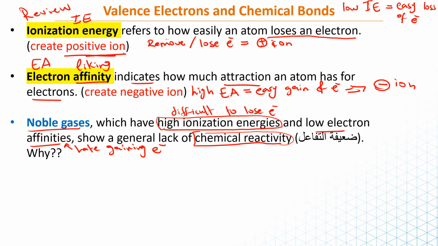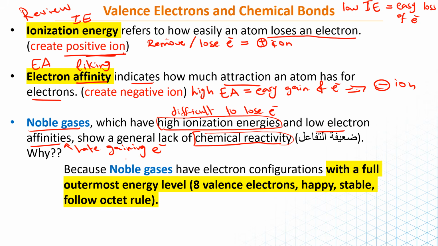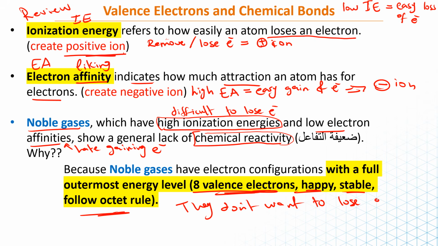What is the reason for that? The reason is the following. Noble gases have 8 valence electrons. They are happy, stable, they follow the octet rule. They don't want to lose or gain electrons. That's why they have high ionization energy and low electron affinity.